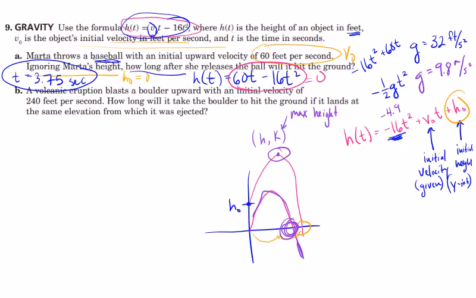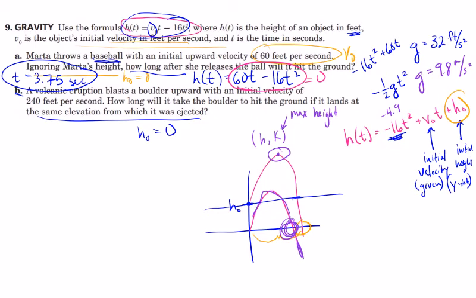All right. So the next question is talking about a volcano. So see if you can set up the equation. So it says a volcanic eruption blasts a boulder upward with an initial velocity of 240 feet per second. How long will it take the boulder to hit the ground if it lands at the same elevation from which it was ejected? So basically when they say at the same elevation, they're basically saying, hey, let h be 0, right? Like wherever you start from, that's where it's going to end up. So they're basically making this the x-axis. Okay. All right.